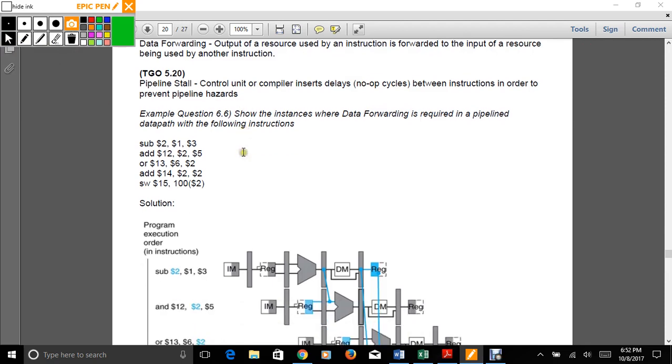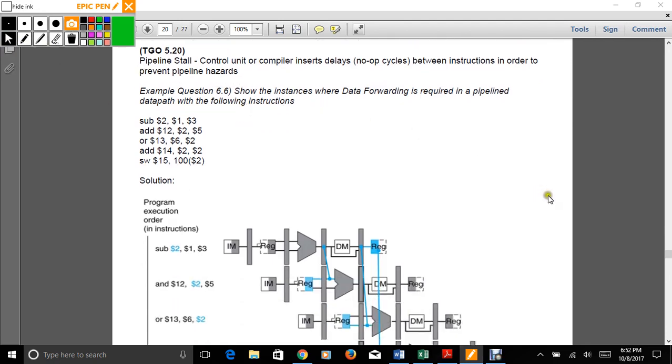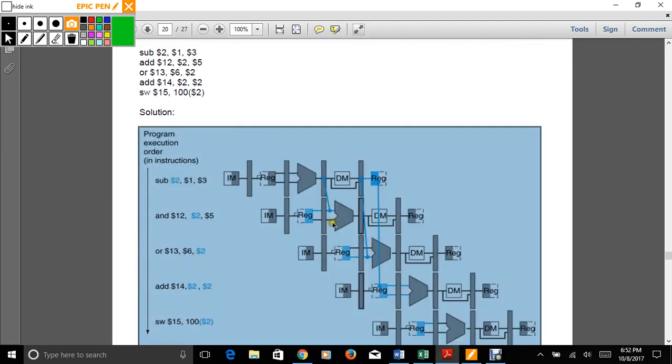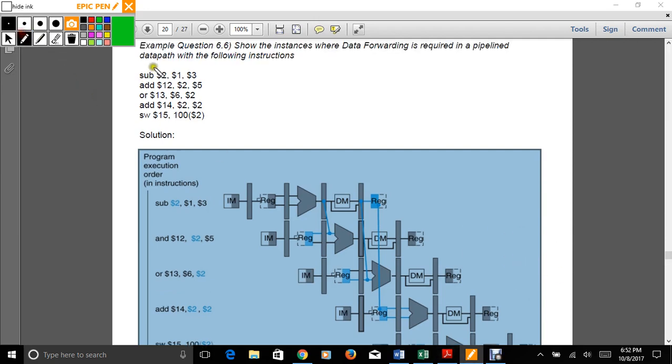And so we're giving an example 5.6. Show the instances where data forwarding is required in a pipeline data path. So we have these 5 instructions here, and this is also straight from the textbook as an example. So please feel free to refer to the textbook as you study. So you have subtraction, adding, or, add, and subtraction, right?